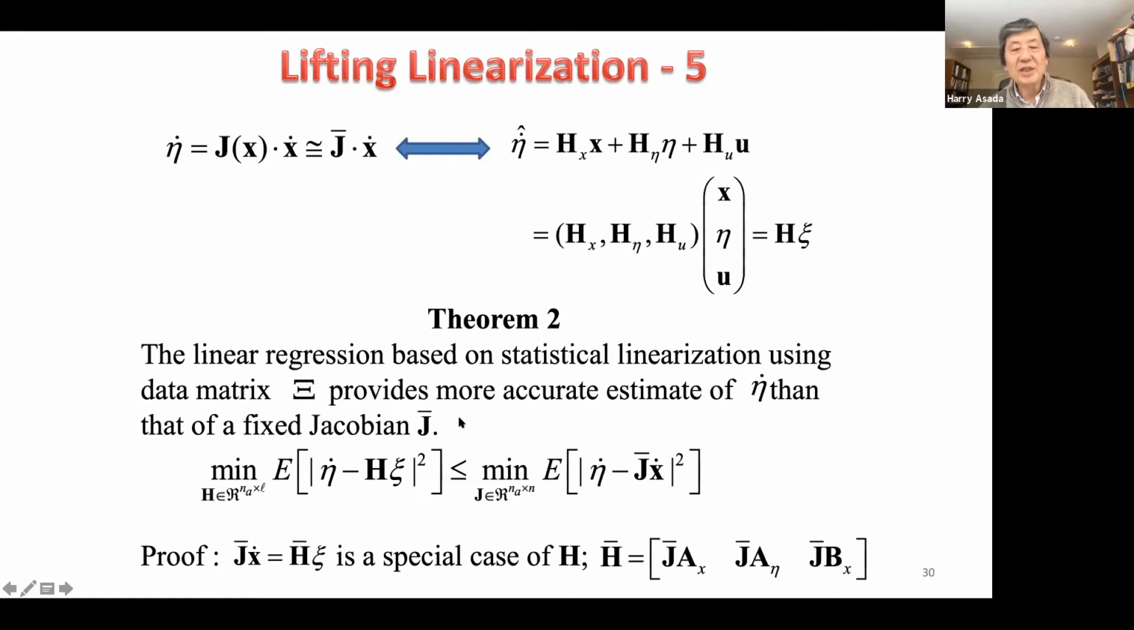Officially, we can prove that the method we described using this lifted dynamics, Hx x, H eta eta plus Hu u, having three kinds of parameters, has a prediction error that is smaller than the prediction error by this Jacobian. We can prove that, and that's simply because the parametric tuning dimensions are very different. So this one provides much better results, and the Jacobian is just one special case of this global case.